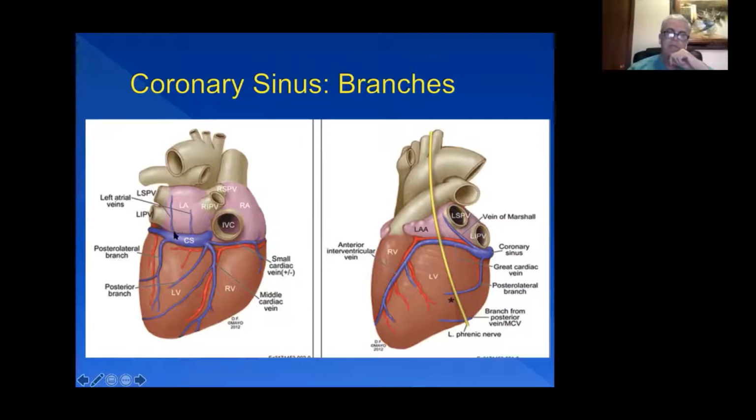And then you have these two veins, or a few veins, could be one or more. We call them the left atrial veins. Rarely we may use those veins to pace the left atrium in case we don't have a good place or good target in the right atrium for a right atrial pacemaker lead.